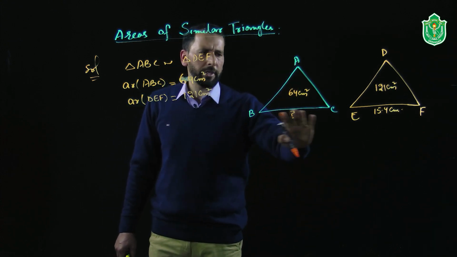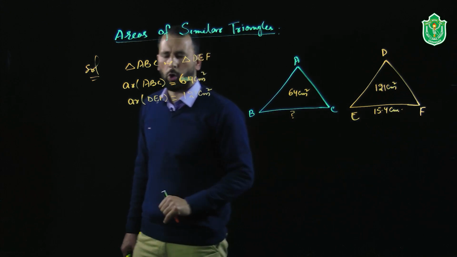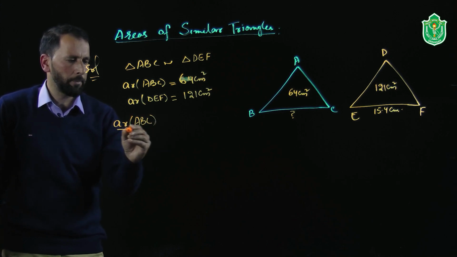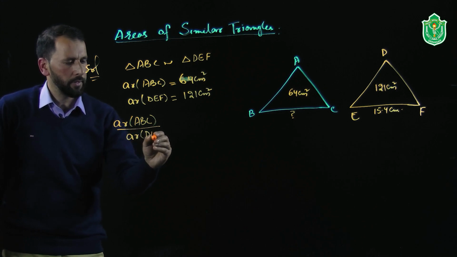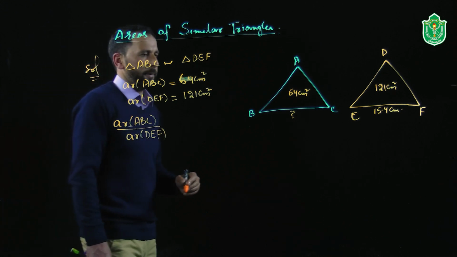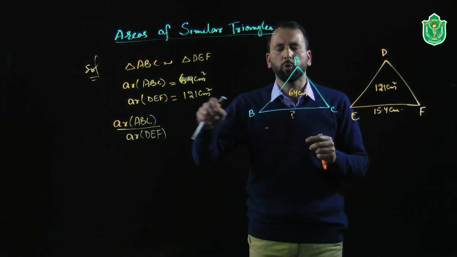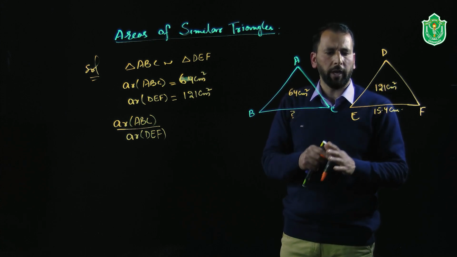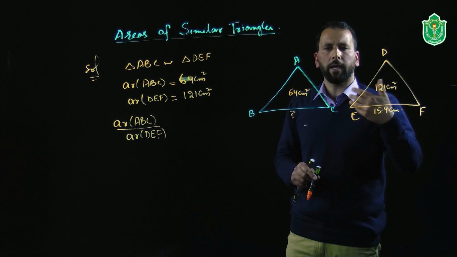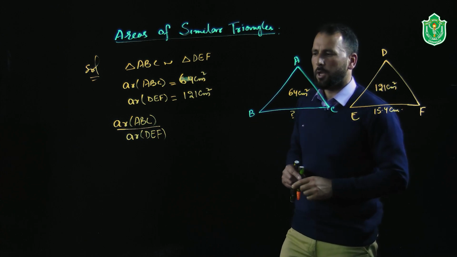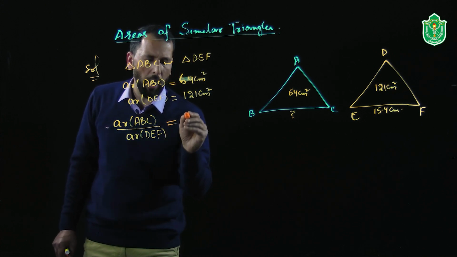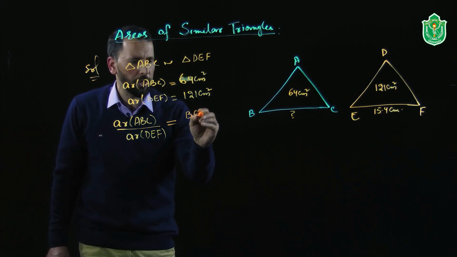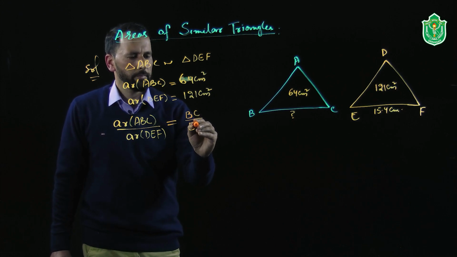So since the triangle ABC is similar to triangle DEF, we use this area theorem. Therefore, we can write area of ABC divided by area of DEF. When two triangles are similar, then the ratio of the areas of two similar triangles is equal to the square of the ratio of their corresponding sides. So we take the side EF, because EF is given, and its corresponding side is BC. So we can write area of ABC upon area of DEF is equal to the square of the ratio of their corresponding sides, BC by EF whole square.